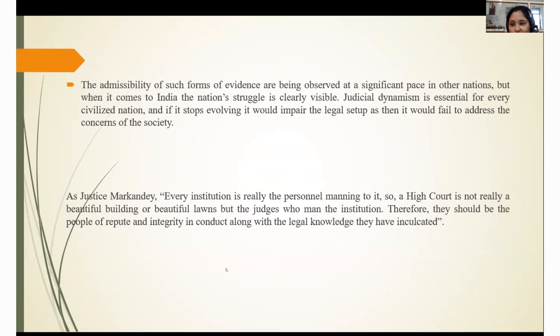But the dynamism of the judiciary is essential for a civilized nation, and if it stops evolving, it would impair the legal setup, and it would fail to address the concerns of society. As Justice Markandey Katju clearly said, every institution is really the personnel manning it. The High Court is not really a beautiful building or a beautiful lawn, but the judges who man the institution. This means that the judges of any country should be dynamic enough to include different forms of evidence.